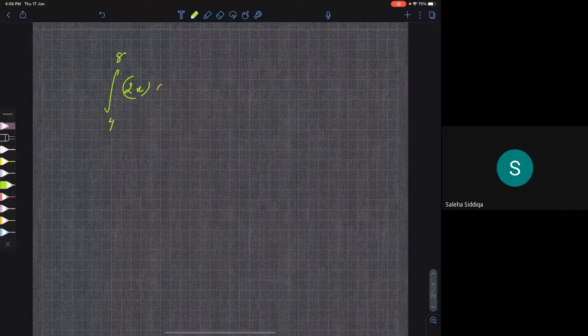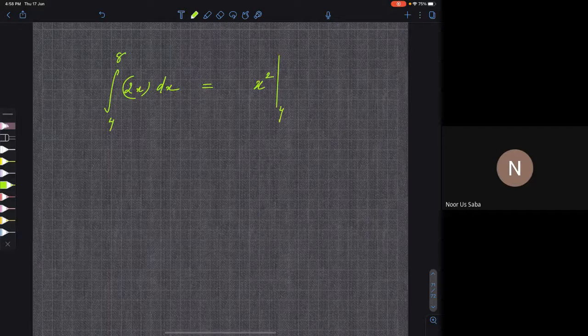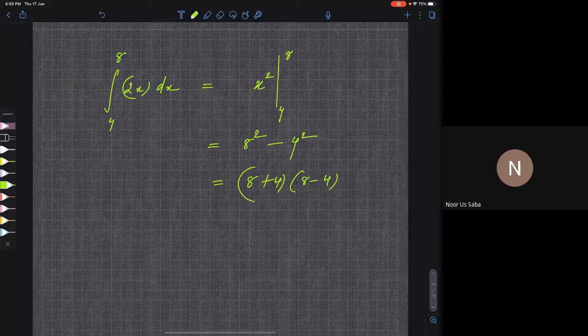Now we have to write dx also here. So what is the integral of 2x? It is x squared. Put the limits here from 4 to 8. So your answer is 8 square minus 4 square, which can be written as 8 plus 4 into 8 minus 4. 8 plus 4 is 12. 8 minus 4 is 4. So your answer is 48 square units. Okay, clear?